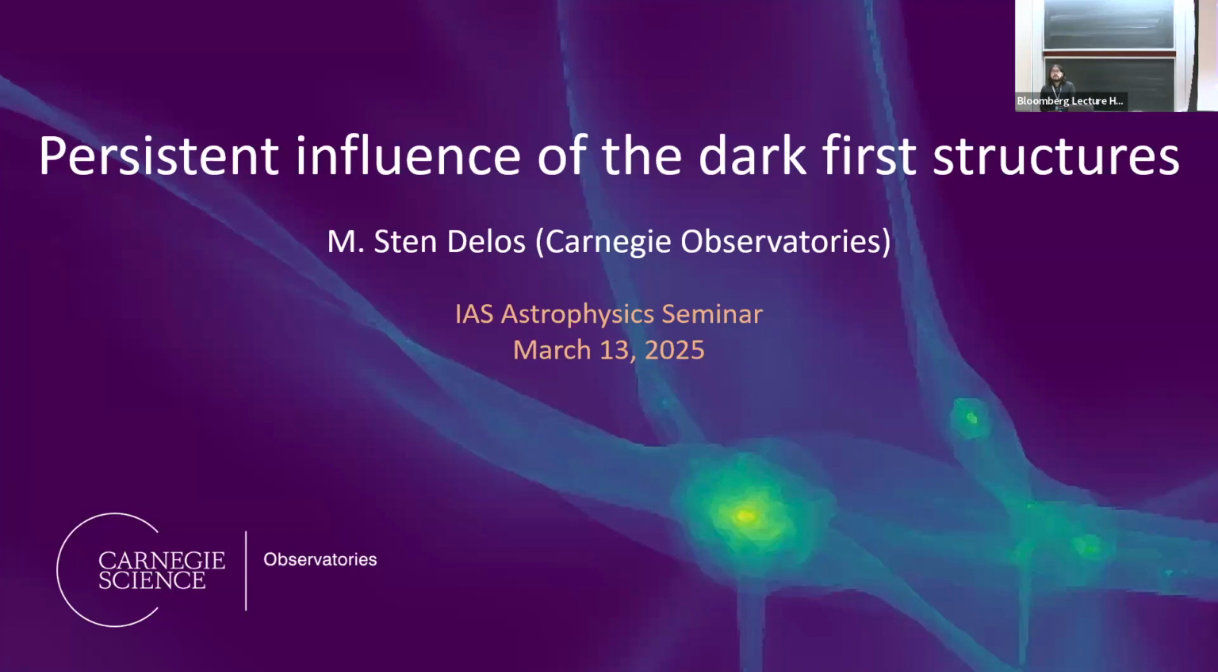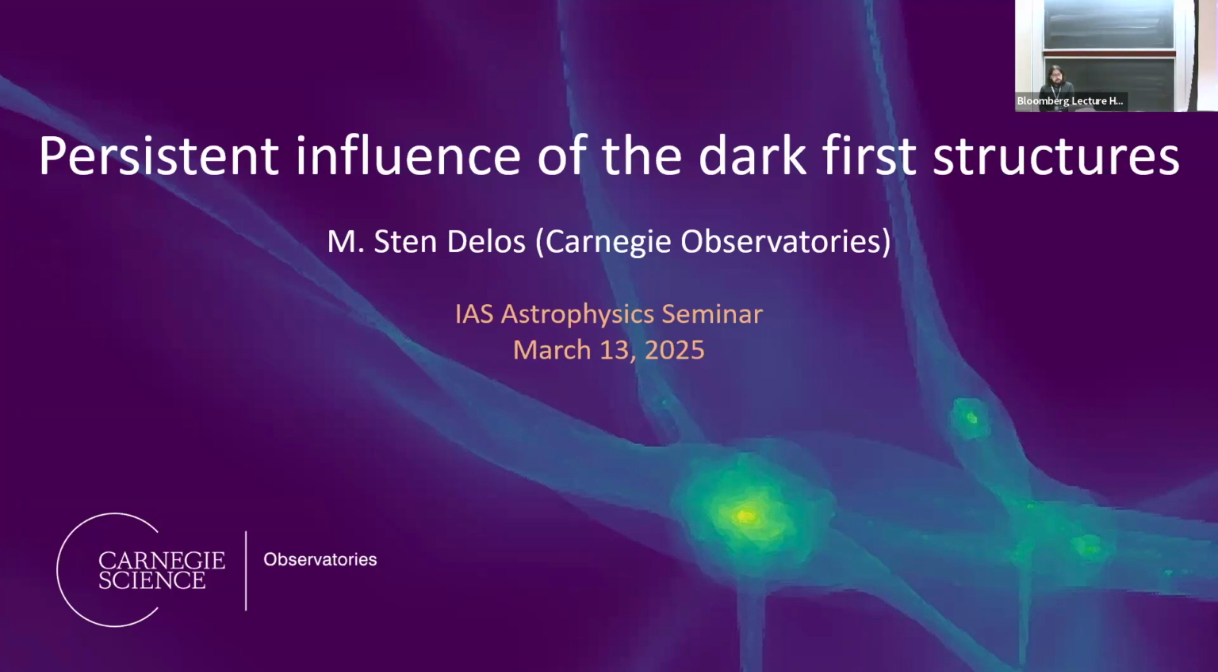Dr. Delos completed his PhD at the University of North Carolina at Chapel Hill under the mentorship of Professor Eric Jack. He then advanced his research as a postdoc research fellow at the Max Planck Institute for Astrophysics before joining the Carnegie Theoretical Astrophysics Center.